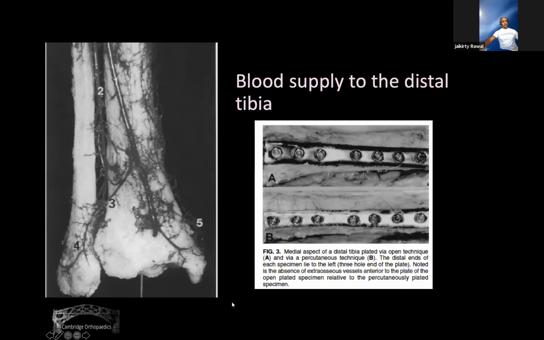So those medial plates that we put on, there's another violation to that soft tissue and to the vascularity of the bone itself, in addition to the trauma effect on the vascularity as well. So they can be pretty significant in terms of the damage and their progress onto non-union or soft tissue complications.